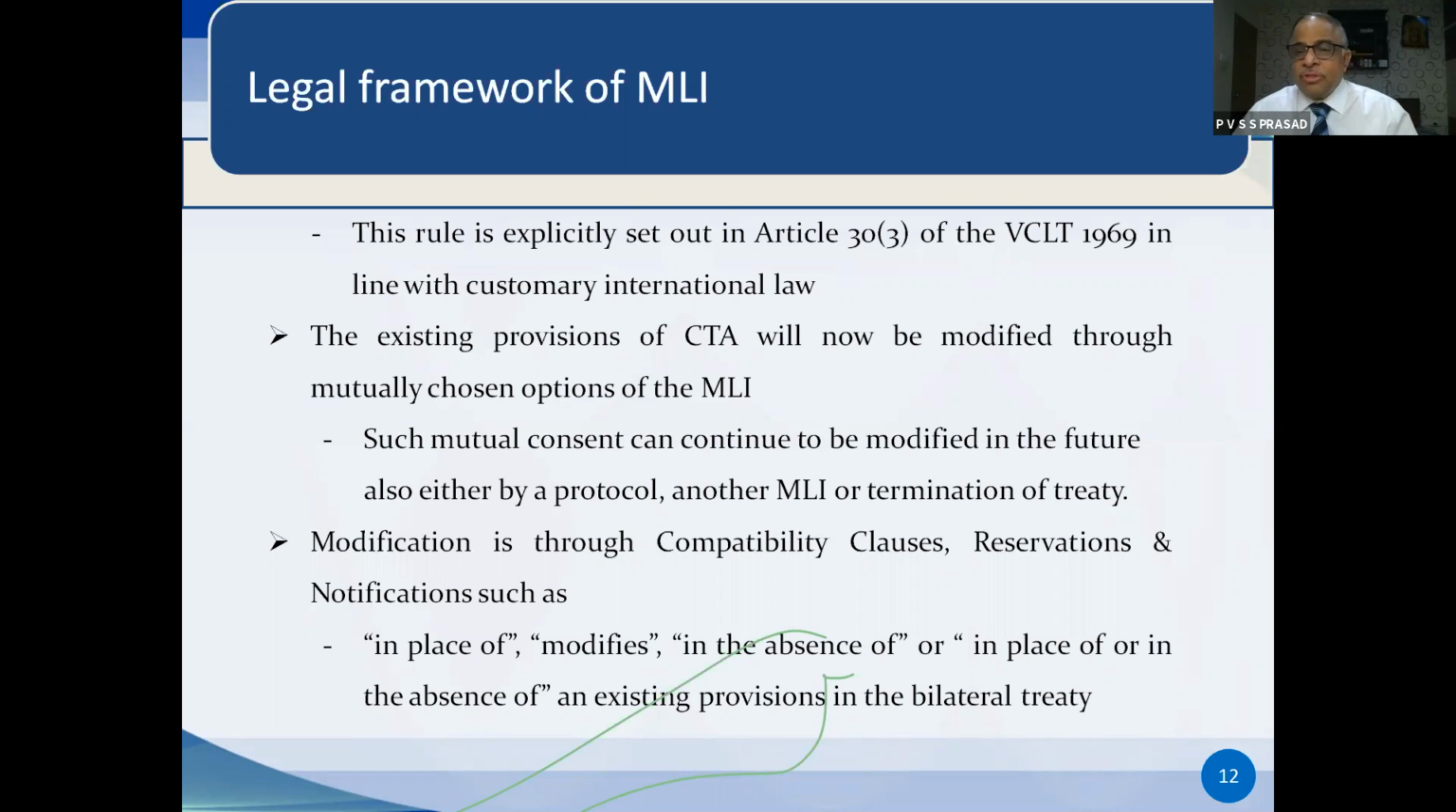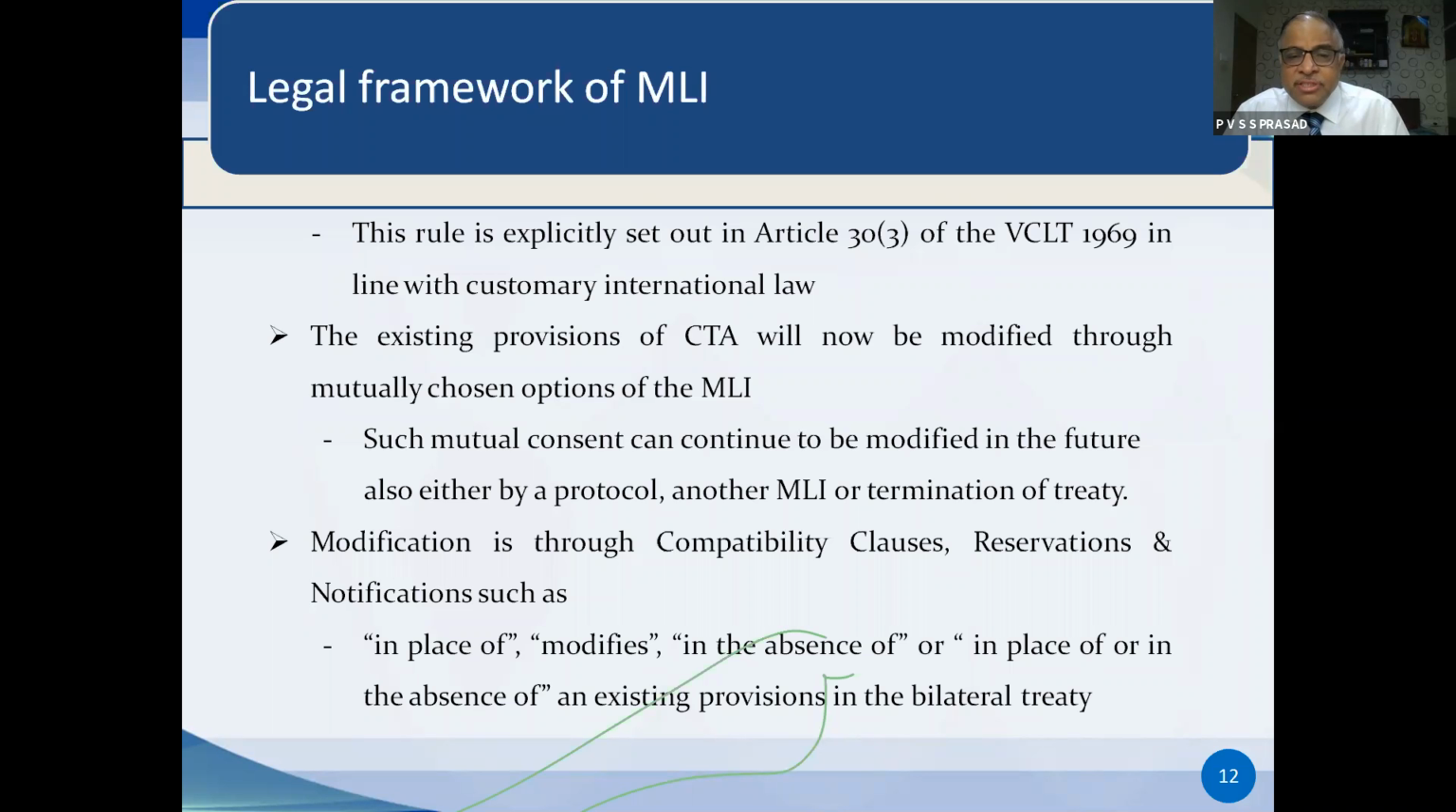So the subsequent agreement is MLI. The earlier agreement is the DTAA. The DTAA gets modified to that extent on the basis of MLI, which is agreed, signed and ratified by these two countries. So the existing provisions of the CTA will now be modified through mutually chosen options. There is no compulsion except minimum standard. Everything is only an option and a choice. You make a choice. If both treaty partners make the same choice, then it will get modified. If they don't make the same choice, then nothing changes in the existing text or provisions of the treaty.